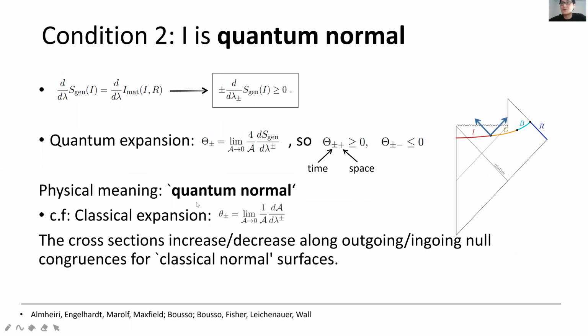Suppose now I really throw away the quantum correction. You will see immediately why it's called quantum normal, because in that case I dropped the entanglement entropy piece. So this is just a classical expansion. Classical expansion positive just tells you when you go outside, the area becomes larger. When you go inside, the area becomes smaller. So it's very normal to call this surface normal. We call this quantum normal because it includes the quantum correction.